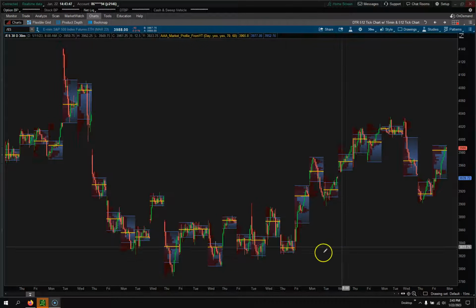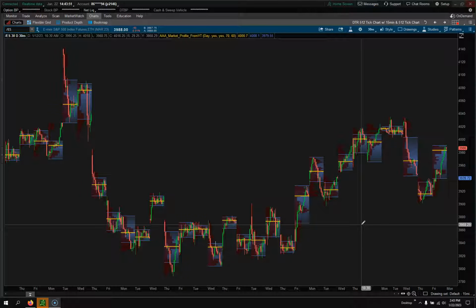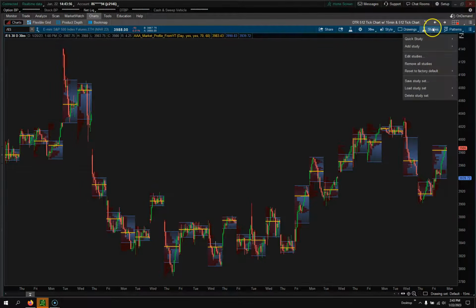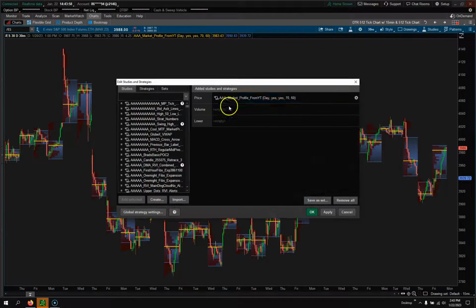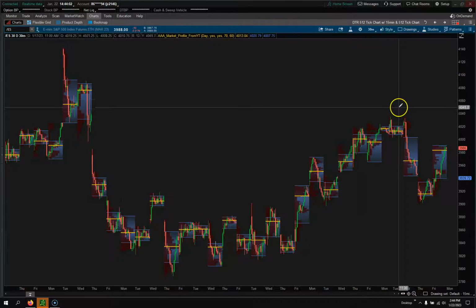And right here, I actually have a 30-day, 30-minute market profile chart. So if we go into the studies, it's just a regular market profile that you could search for. I will leave a link down below in the description so you guys can actually have a copy if you want to download it for free. So go for it.